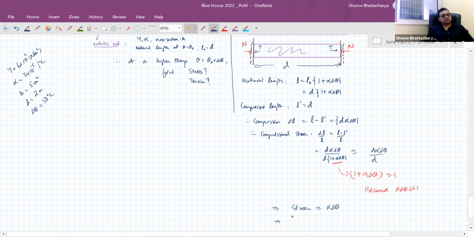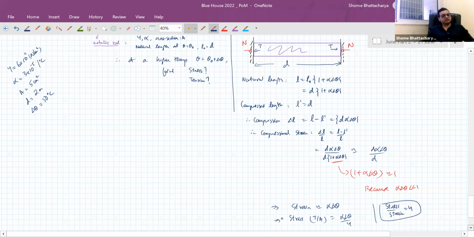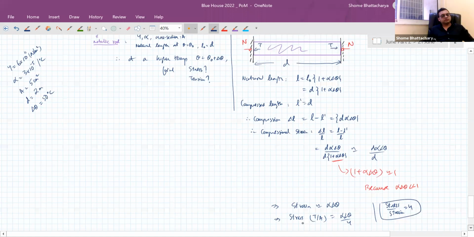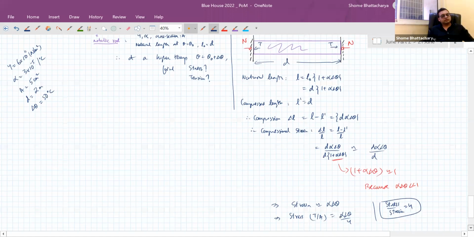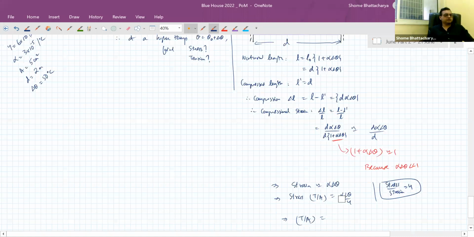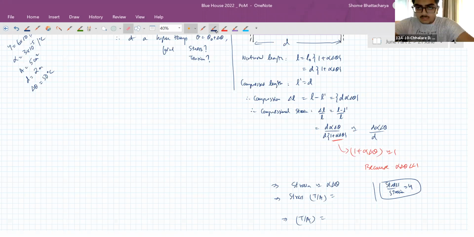So the stress, which is tension per unit area, is equal to the strain multiplied by Young's modulus. Using this, you can see that the amount of stress developed, thermal stress, is alpha delta theta into Young's modulus.